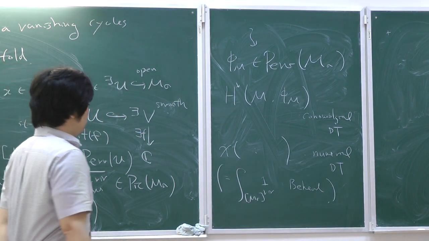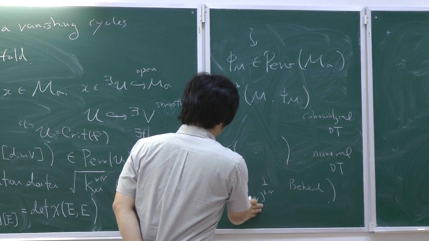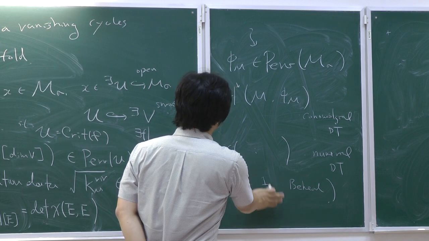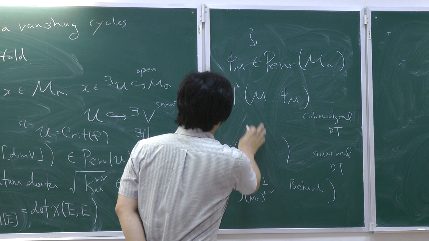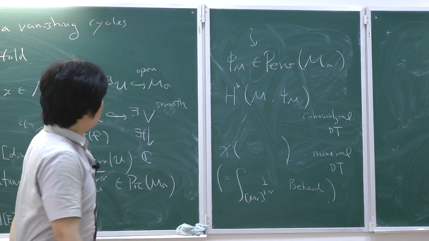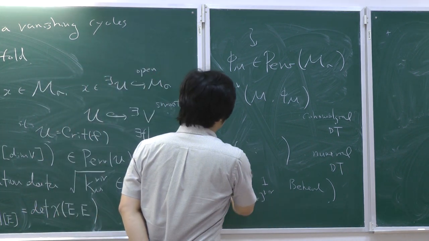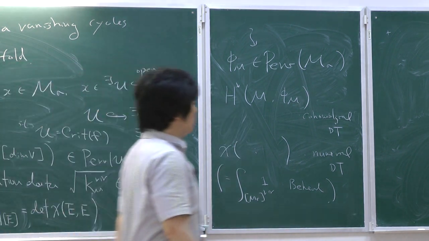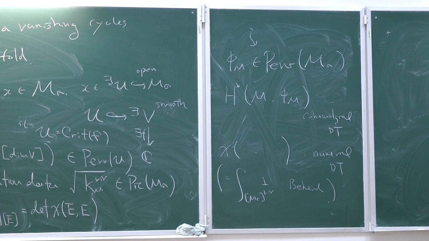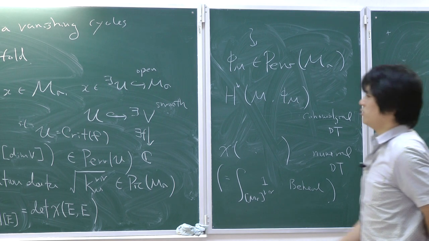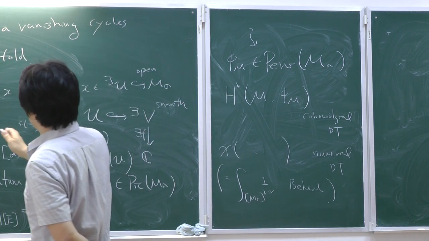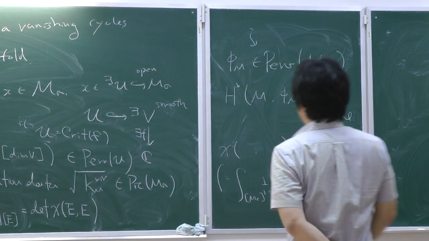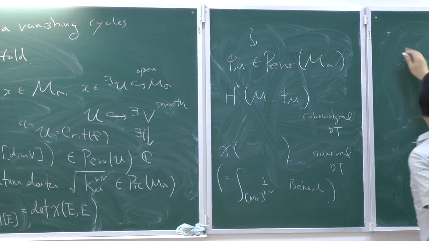In this way, originally DT invariants were defined using the virtual class, but there is another way to define the invariant using vanishing cycles. This gives a refinement of the DT invariant to the cohomological level. The natural question for this construction is whether we can further refine it to a more categorical level.